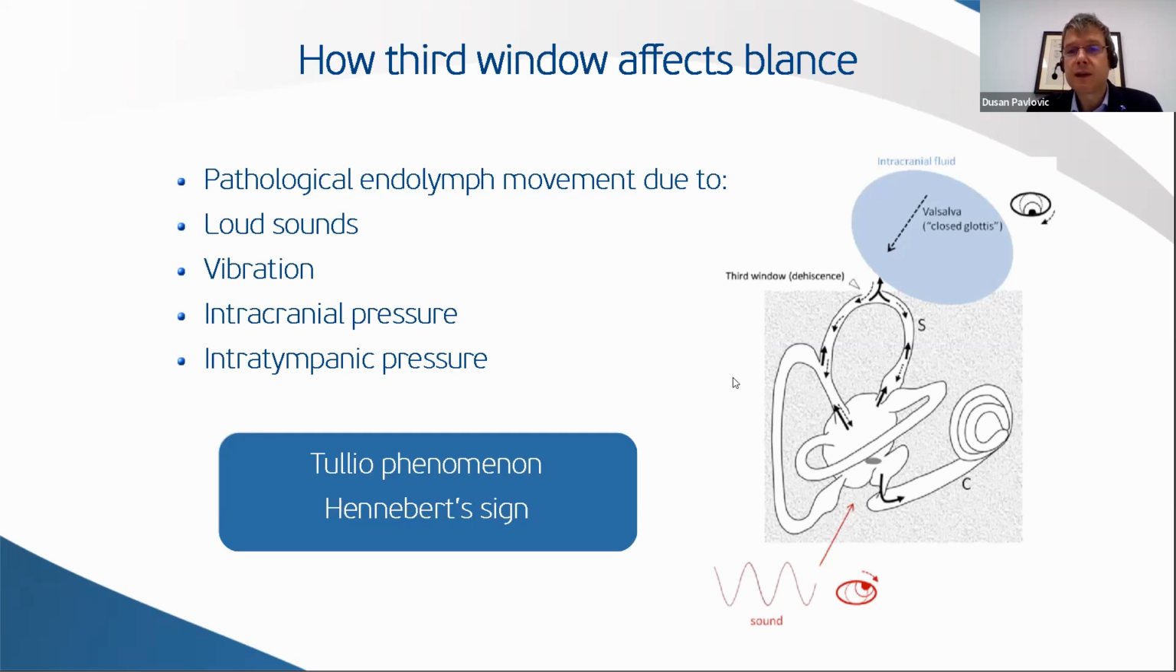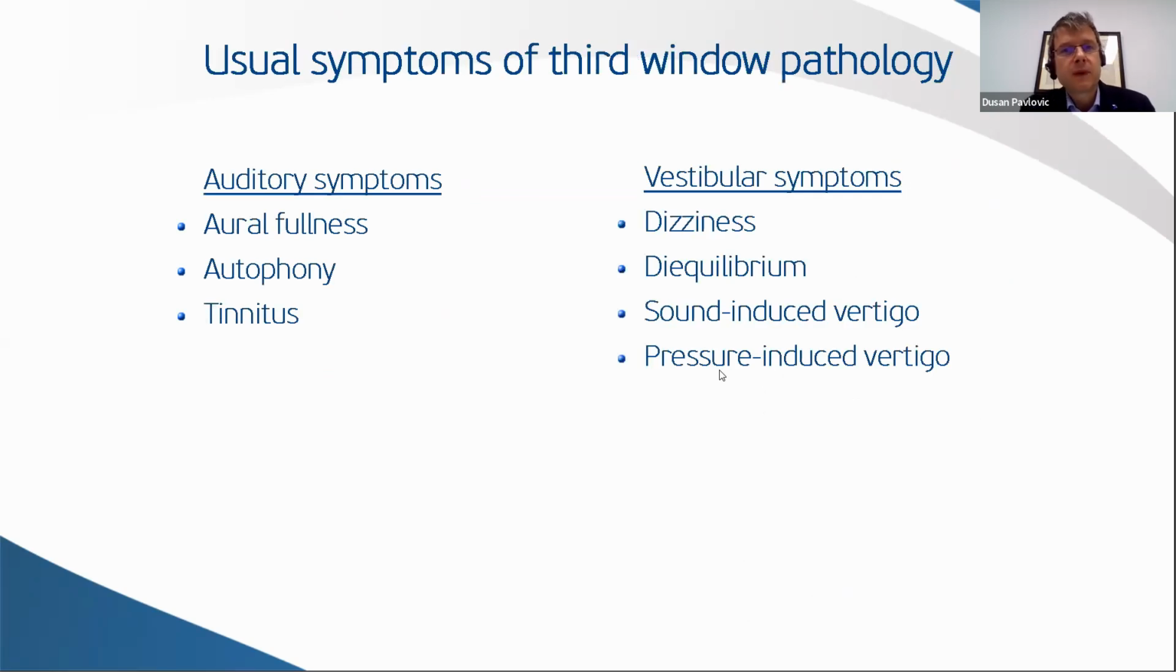That means some kind of vestibular sensation for sounds. And here are the usual symptoms of a third window lesion, which are aural fullness, autophony, and tinnitus. And vestibular symptoms are usually dizziness, some kind of disequilibrium, and as I mentioned, sound-induced vertigo and pressure-induced vertigo.